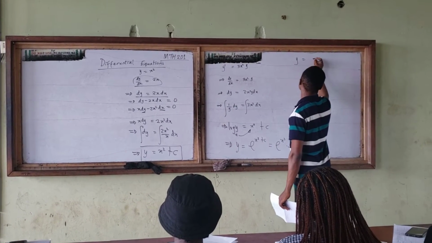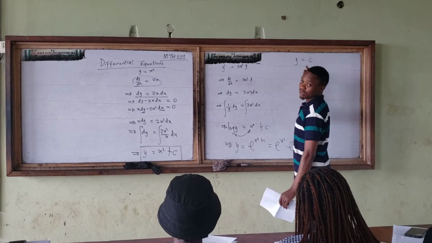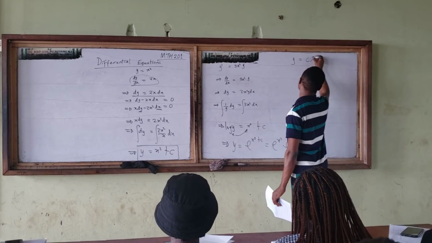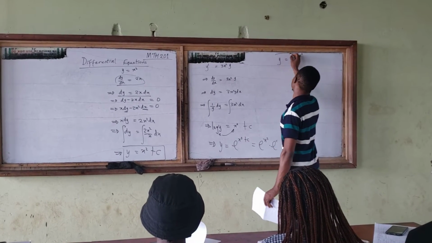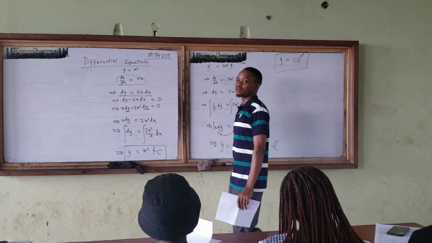Alright, so I can just write this as saying y is equal to e raised to power, I'll say c. So you can have c there, you can have k, whatever. It's just a constant. e raised to power x to the power 3. Is that making sense? So that will give us the solution of that differential equation.